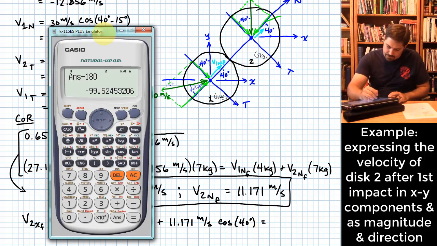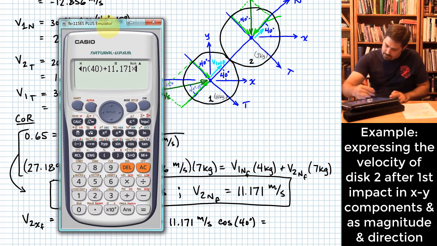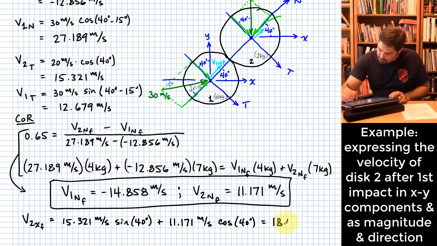So we'll punch those in real quick. 15.321 times the sine of 40 plus 11.171 times the cosine of 40. Okay, this gives me 18.406, and that's going to be in meters per second.